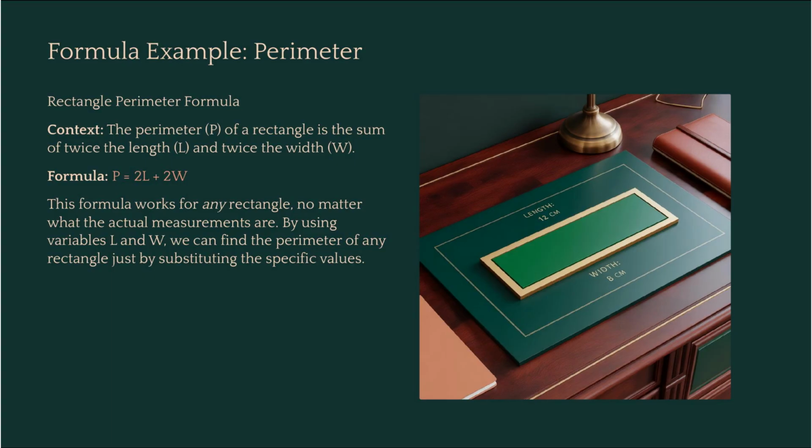Think about the perimeter of a rectangle, P. The perimeter is the distance around the outside, which is 2 times the length, L, plus 2 times the width, W. We write this relationship as the formula P equals 2L plus 2W. This formula uses variables to create a mathematical rule that works for any rectangle, regardless of its size.